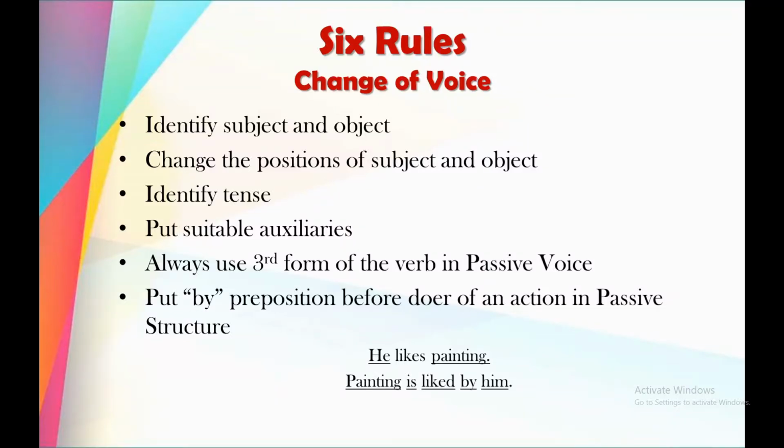There are 6 actual rules to change the voice of sentences from active to passive voice. My dear students, the first rule is to identify the subject and object. This would be our first duty to change the active into passive structure. So this is an active structure: he likes painting. He and painting, we have identified. So he is our subject and painting is our object.